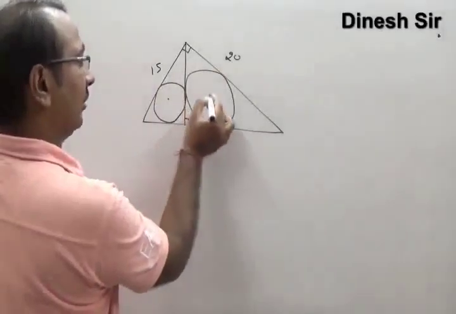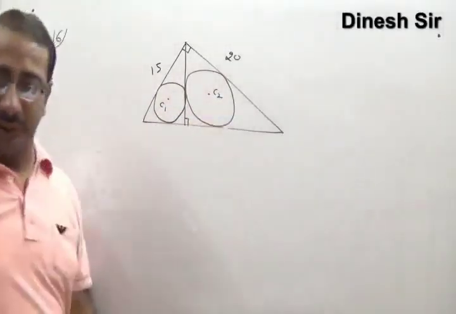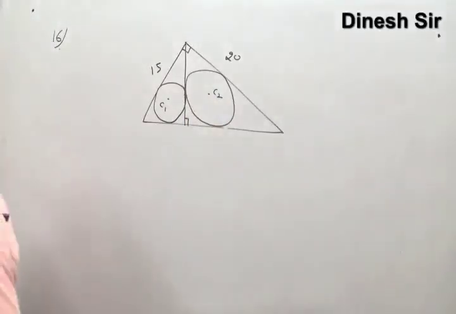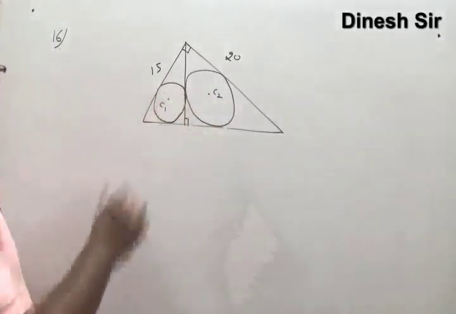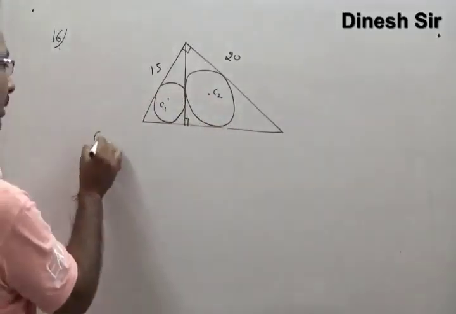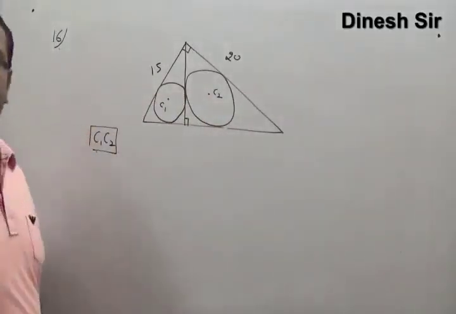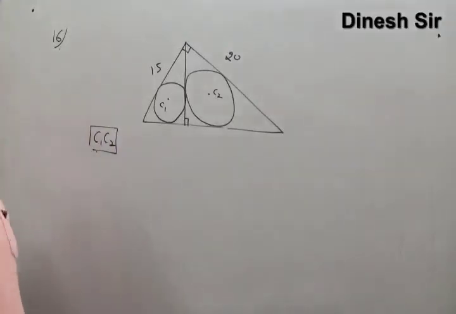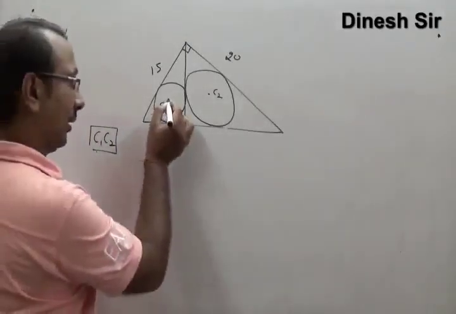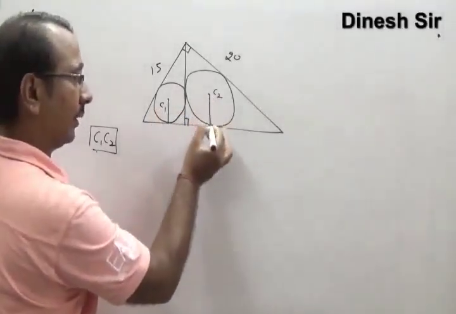If C1 and C2 are the centers of these two circles, we have to find out the distance between the centers. We have to find out what is the length of C1C2. That's our statement. Okay. Now when I look at this question, how can we answer it? Suppose the radius of this is small r and the radius of this is capital R.